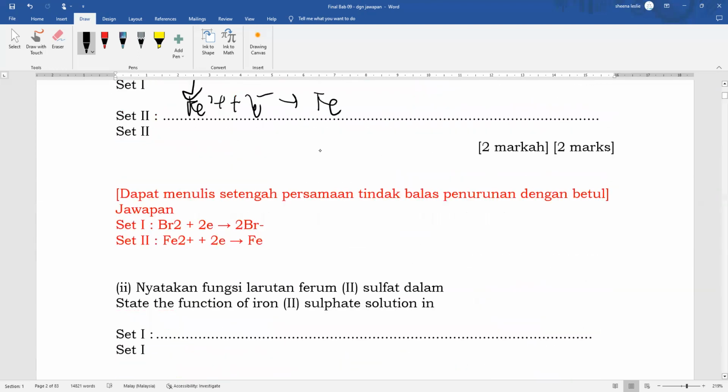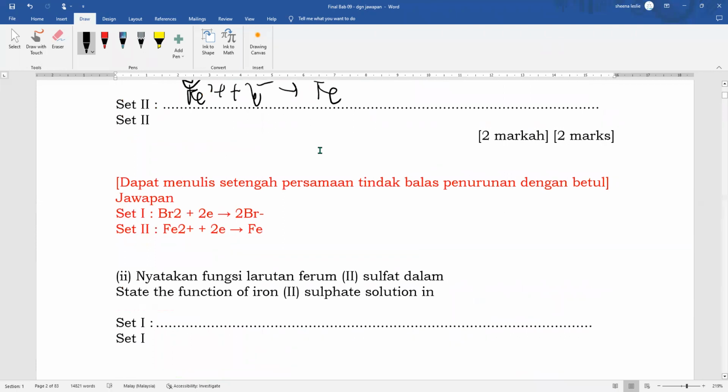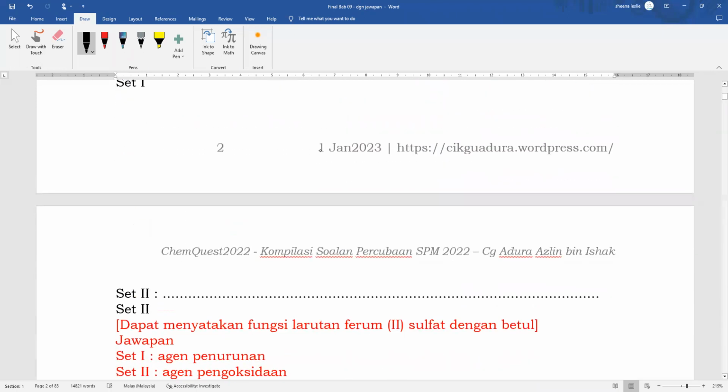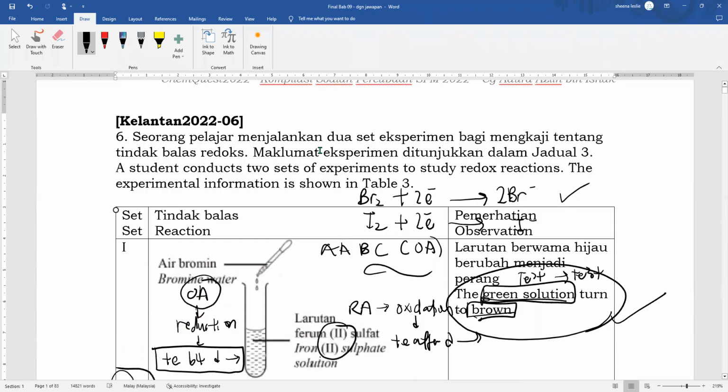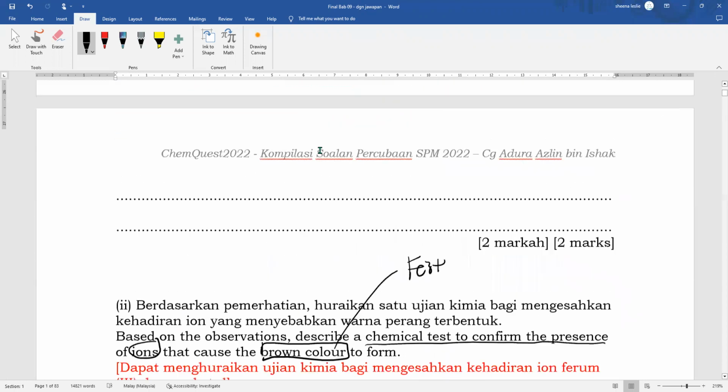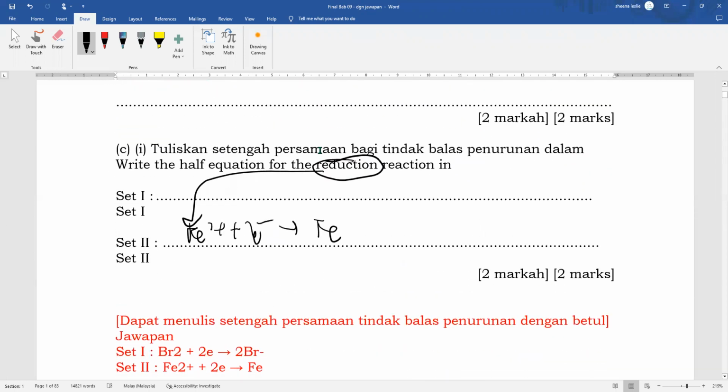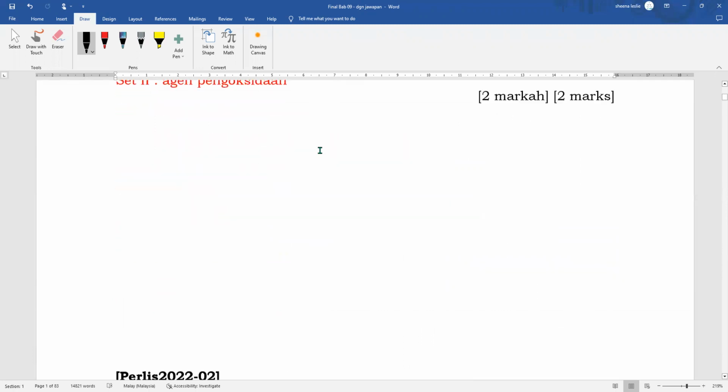But that's set 1. They asked for set 1 and for set 2. So you gave me for set 2 oxidizing agent, correct? Okay, let's go to set 1. In set 1, it is undergoing oxidation. So if it's undergoing oxidation, it is my reducing agent. Okay, so that is one very simple question that teacher has done with you all. I think that's the end of the question.